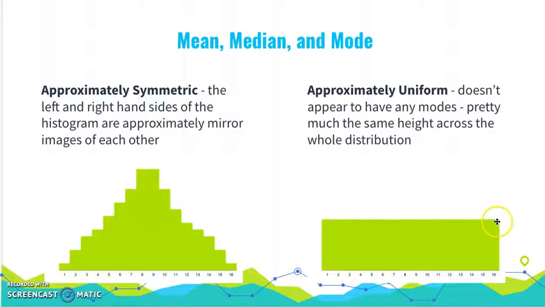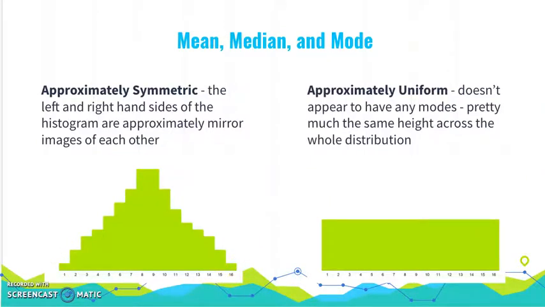versus uniform just means that they approximately have the same height for all of your values. Now, this does not have any modes. Uniform has no modes. However, the mean and the median would be approximately in the middle and equal. Same thing with approximately symmetric. The mode and median and mean, all three of our measures of center would be right in the middle because it's approximately symmetric and there's no outlier to pull it towards one direction or another.